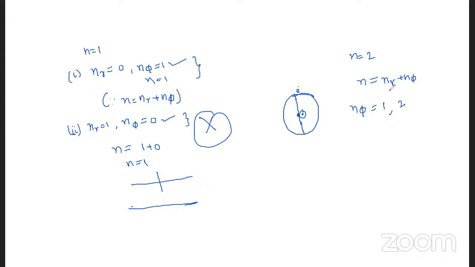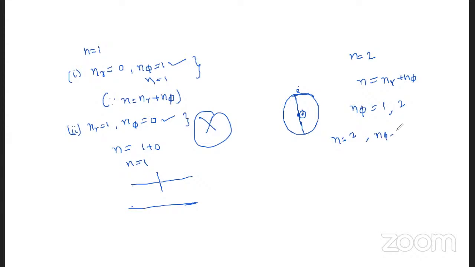If nφ equals 1, the nr value is equal to 1. If nφ equals 2, the nr value should be equal to 0. So these are the two possibilities of nφ we have, corresponding to n equals 2. In this case, two orbits are possible. One is n equals 2 here.